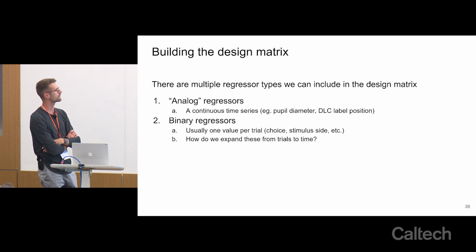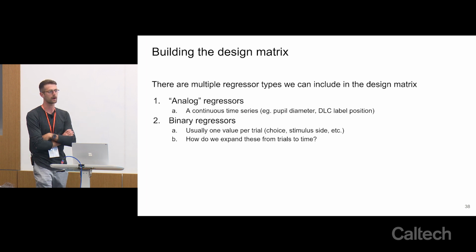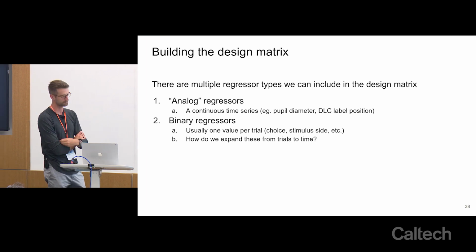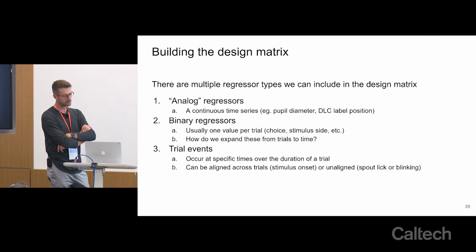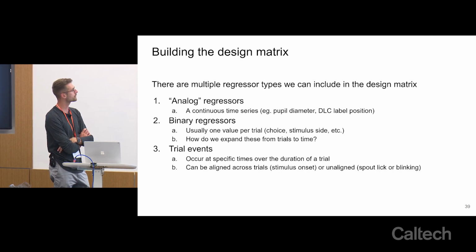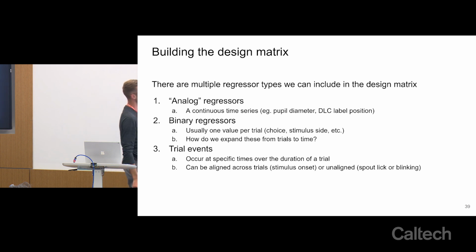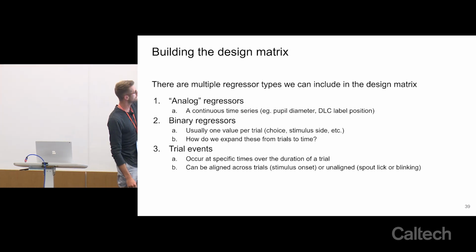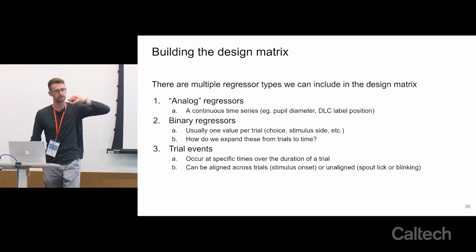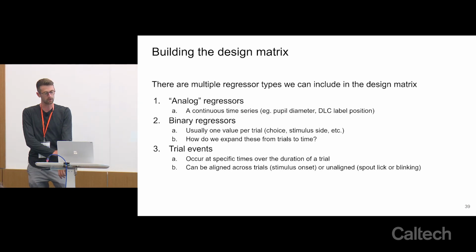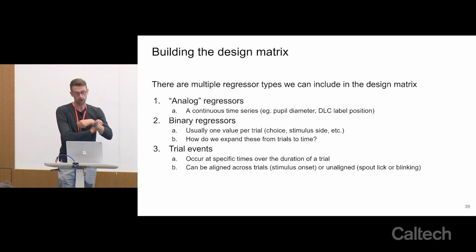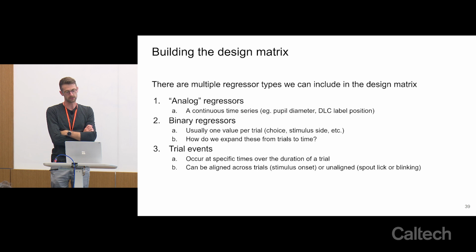So that would be something like, well, what choice did the animal make on this trial? Was it left or right? And how do I code that into the matrix? And then finally, the third type of regressor, which is sort of an extension of the second one, would be trial events. So these are things that occur at specific times over the duration of a trial. And it could be aligned, or it could be happening at totally random times in the trial.